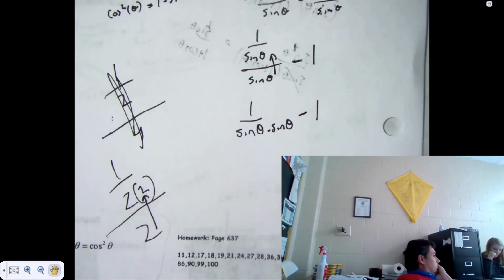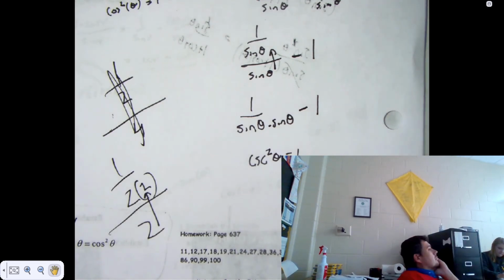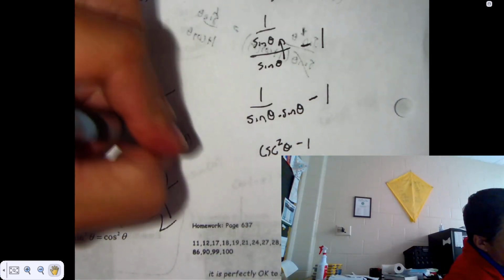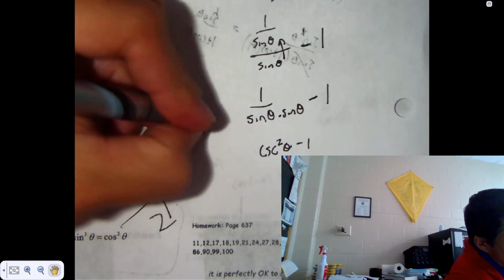What's sine times sine? What's 1 over sine squared? Cosecant squared. 1 over sine is cosecant. 1 over sine squared is cosecant squared. This is cosecant squared of theta minus 1. You got a Pythagorean identity. It's probably the third one we wrote. This is cotangent squared. You have a Pythagorean identity. This is what? Cotangent squared of theta plus 1 is cosecant squared of theta.